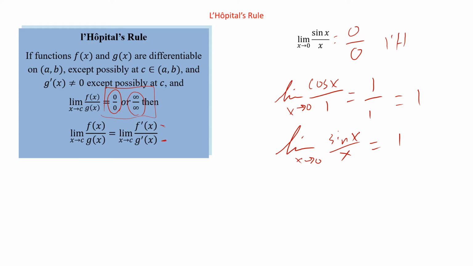Generally speaking, the functions will be differentiable, and g prime of x won't equal 0. That's not something you have to worry about too much unless you have some weird function thrown at you. Usually it's going to be a function that we know, so it's not a problem. Why does it work? We can look at the proof.